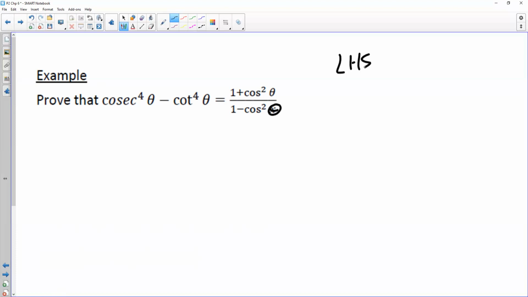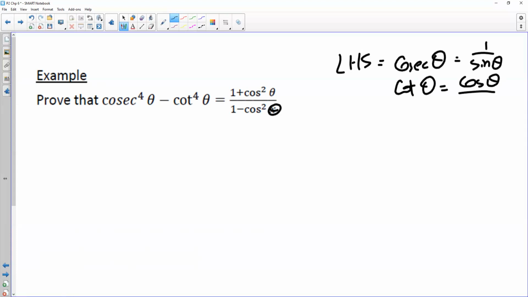If I start from the left-hand side, what you can see is you've got a cosec. Cosec is the same as 1 over sine, so that's maybe one thing I can do. Cot is the same as cos over sine. So that's one thing you can do. What else can we do? Now that's a hidden one, not sure if you realize that. The cosec to the power 4 take away cot to the power 4, that's a difference of 2 squares.